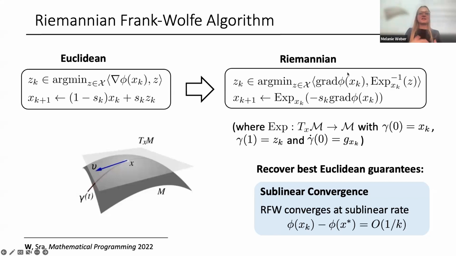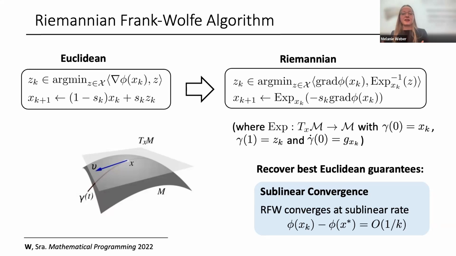And then if we analyze that algorithm in terms of iteration complexity, so how many iterations do we need to get epsilon close to a solution, then we find that the algorithm has a sublinear convergence rate, and that's the same as in the Euclidean setting. So in other words, if we take that algorithm and specialize it back to the Euclidean setting, we get the classical Frank-Wolfe algorithm. So that is, in a sense, a meaningful extension of the Euclidean Frank-Wolfe algorithm.